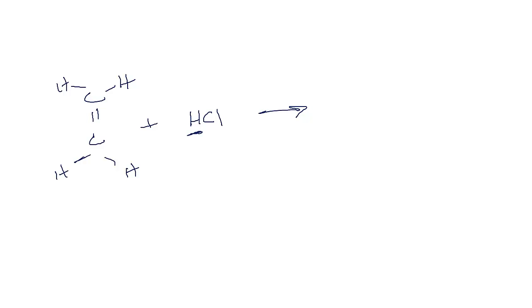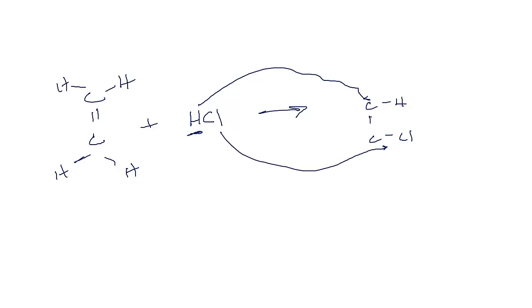So again, this is going to be an addition. It's going to open up the double bond, and we're going to get a hydrogen attached to the carbon, chlorine attached to the carbon, and then our other hydrogens that were already present, like so. All right, so this would be called chloroethane.